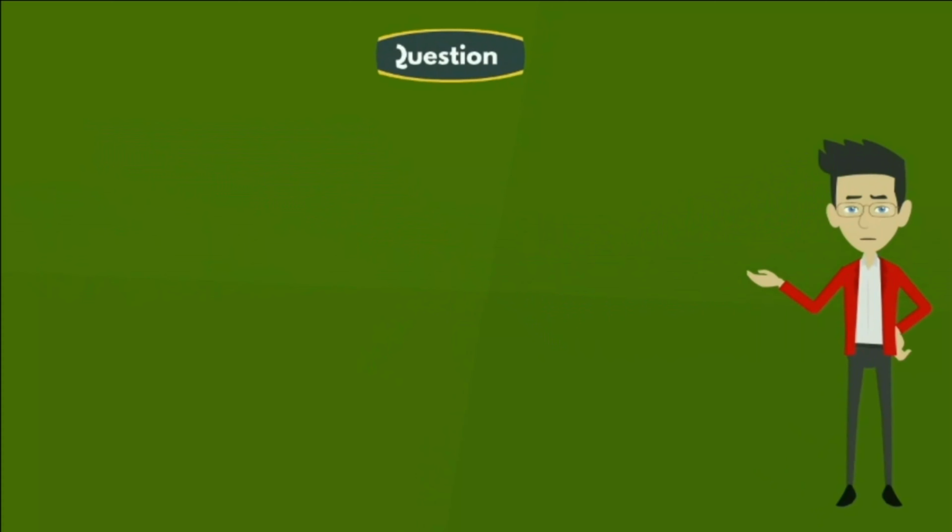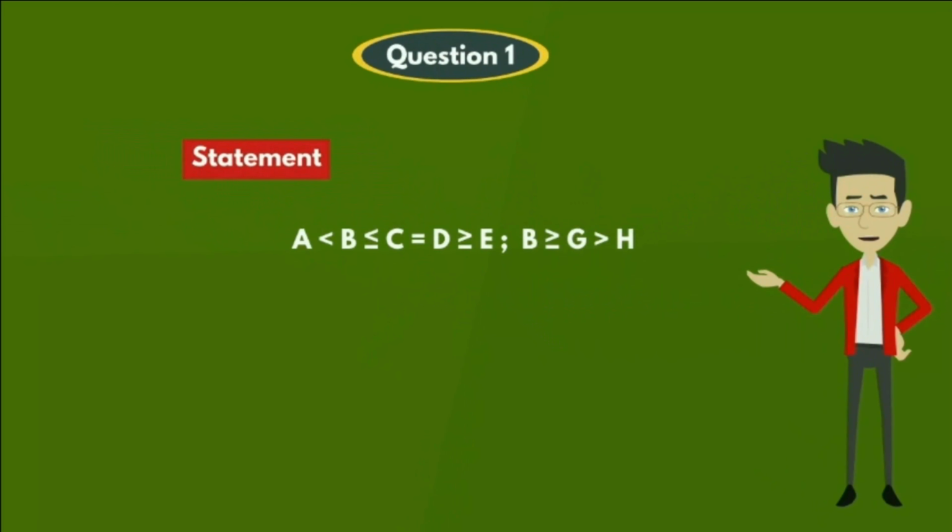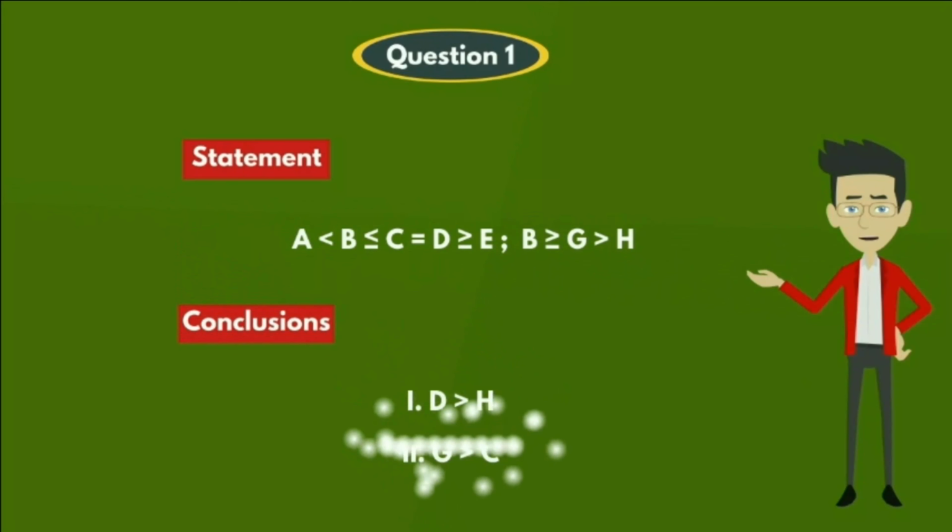Question number 1. Statement: A less than B less than or equal to C equal to D greater than or equal to E. B greater than or equal to G greater than H. Conclusions. Conclusion 1. D greater than H. Conclusion 2. G greater than C.